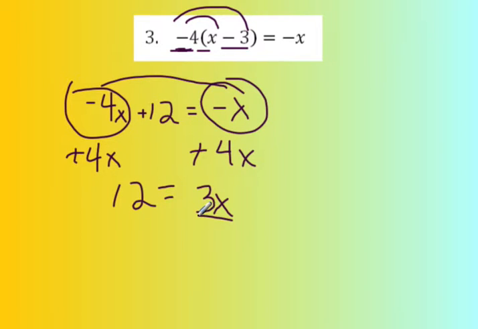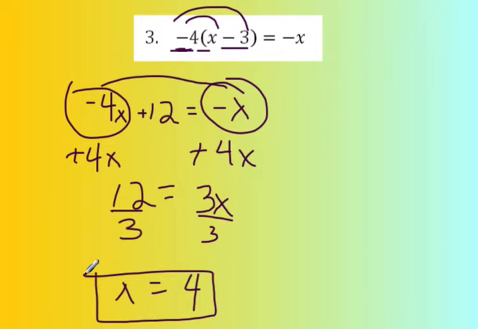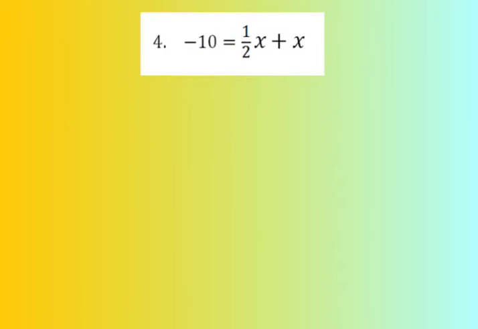So that 3 is being multiplied by the x. So in order to get rid of it, I need to divide both sides by 3. Well, 12 divided by 3 is going to give me 4. So my answer then is x is equal to 4. So let's take a look at number 4.